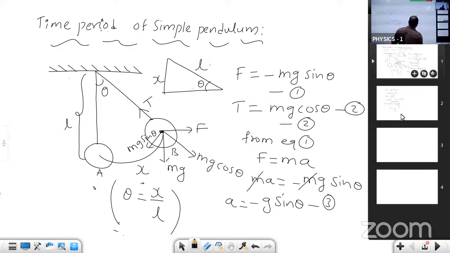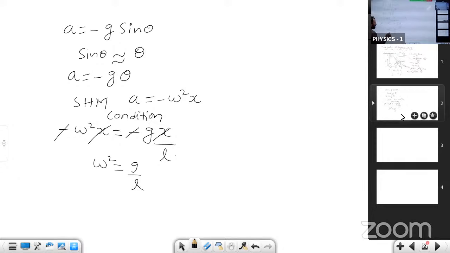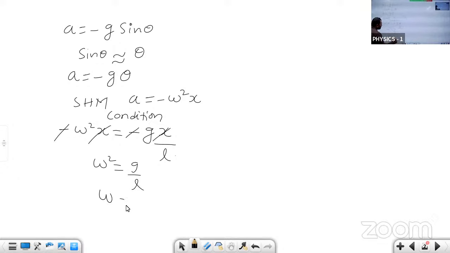Now see here, omega square equals g by L. Then what is omega? Omega is the under root of g by L. Omega stands for angular velocity. Angular velocity and angular frequency both are the same.